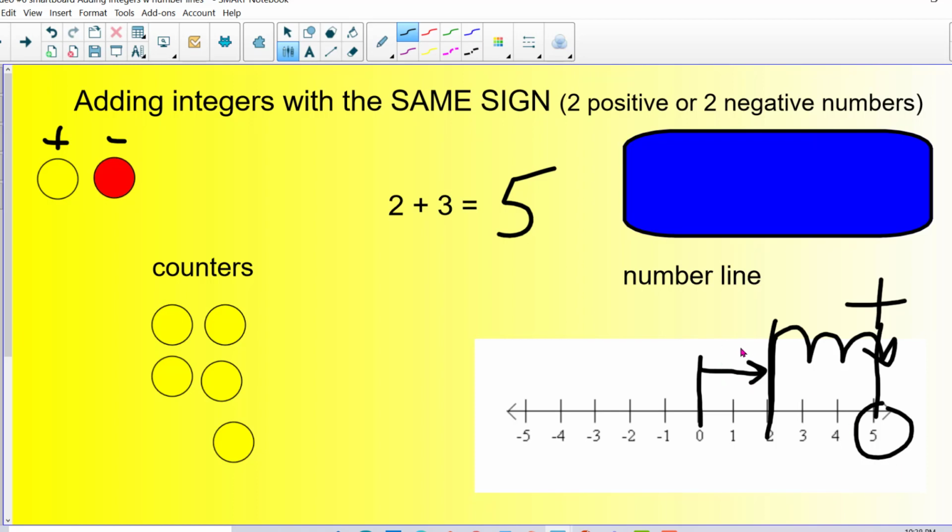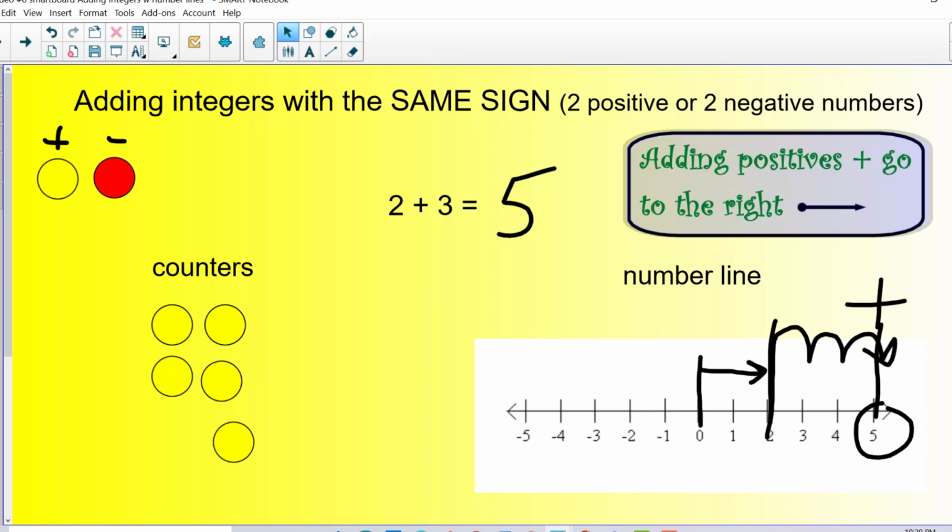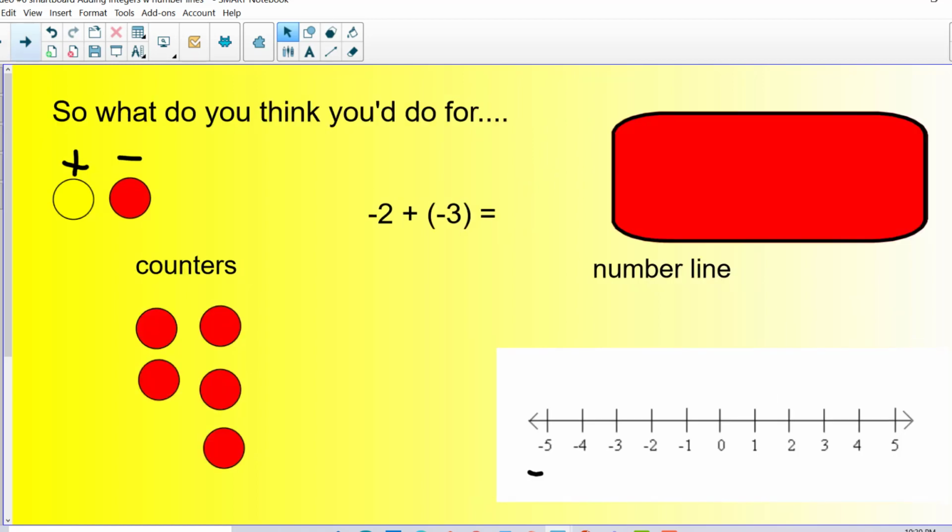Now, you may not have done this exactly like this in first grade, but something similar, right, with jumps. So you went to the first number, and then you jumped how many spaces to the right for the second number, okay? So what I want you to remember is, when you are adding positives, second number is positive, you're going to jump to the right on the number line.